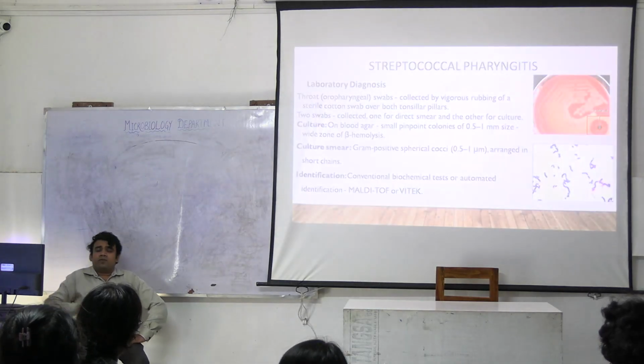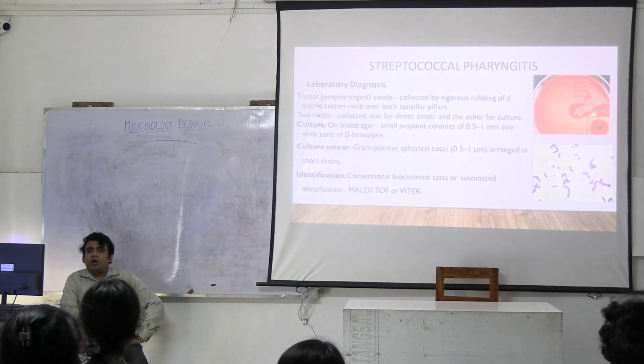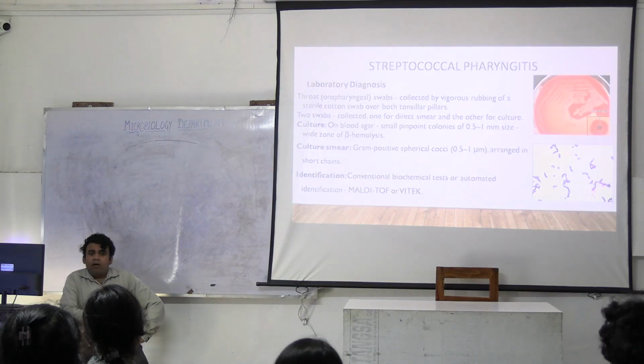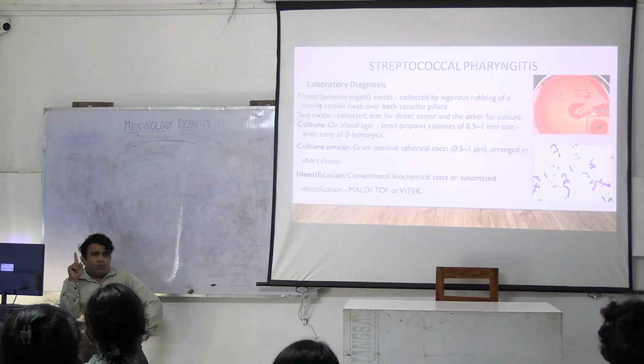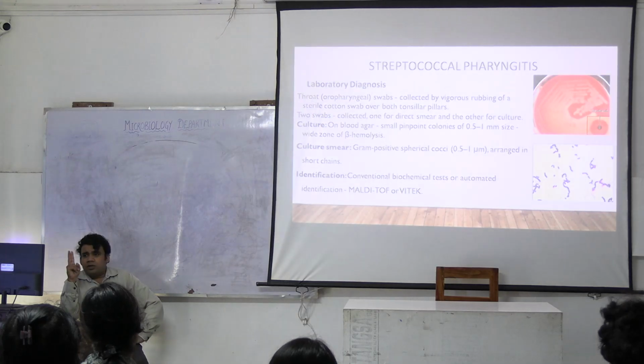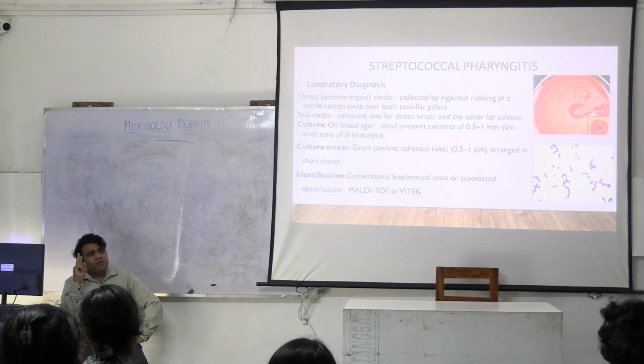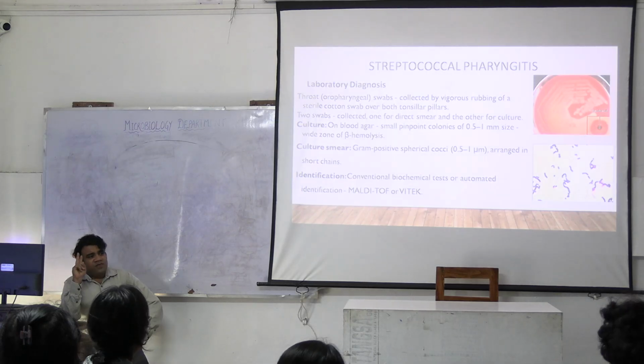What examination can we do? First we can go for direct identification, that is gram stain. For gram stain we need one swab, and for culture we need another swab. So at least 2 swabs must be sent. This is very very important.